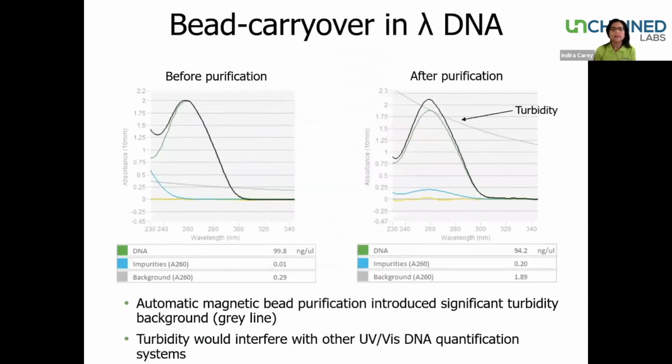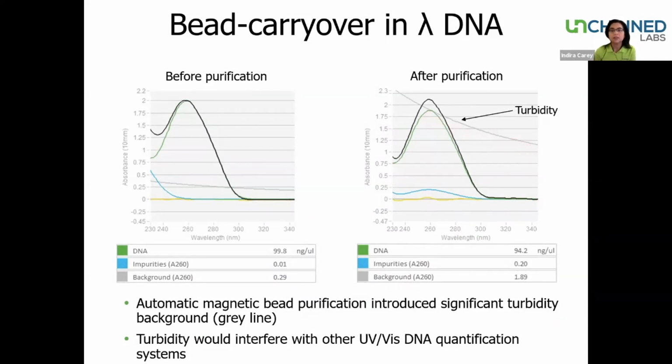One of our customers had an issue where they were getting higher DNA concentrations by absorbance measurements compared to when they used a fluorescent dye. So to troubleshoot this, they ran lambda DNA through their purification system and then compared the sample using Lunatic before and after purification. Now, they noticed that concentrations were similar, but the sample had significantly higher turbidity after purification, and that's shown on the right over here.